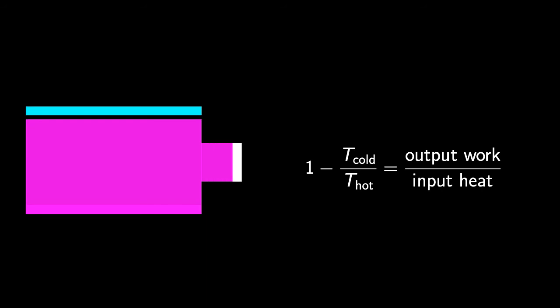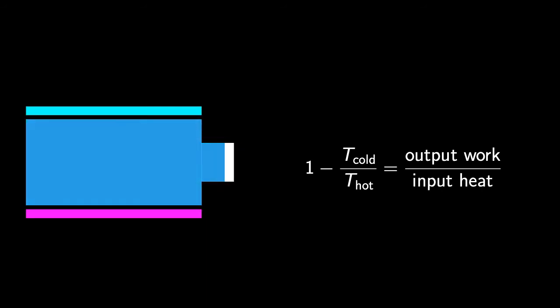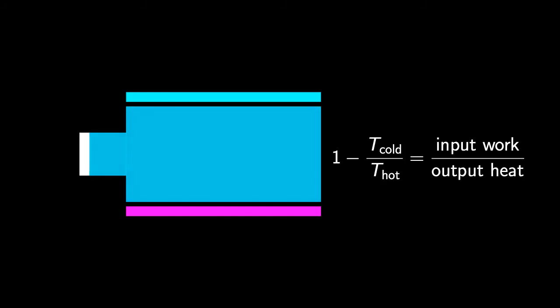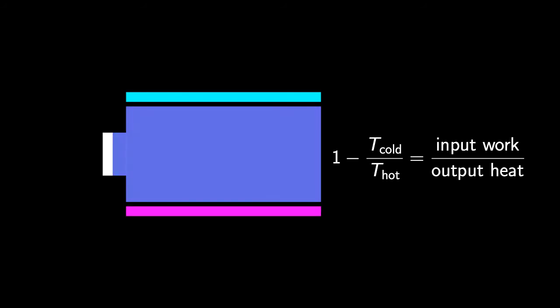That is to say, the greater the temperature contrast, the more output work you can get for the same amount of heat. For a refrigerator or heat pump, input and output get swapped, and the greater the temperature contrast, the more input work you need to pump the same amount of heat.